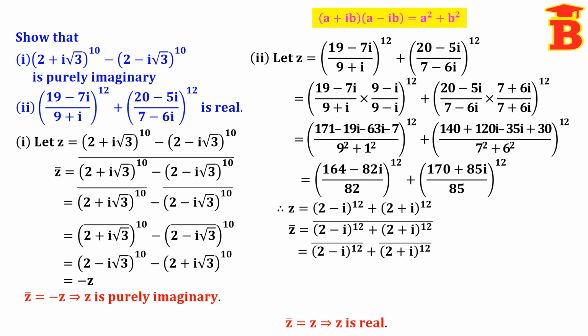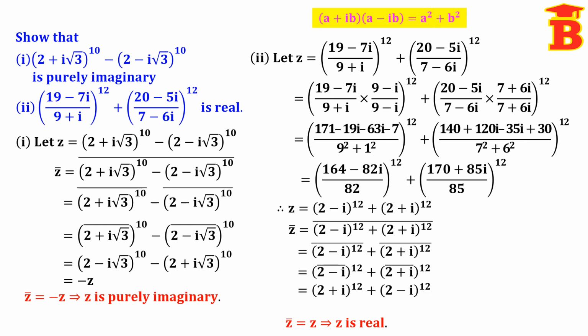Again by using the property, this number 12 we can take it whole power 12. That means (2 minus i bar) whole power 12 plus (2 plus i bar) whole power 12. So this is using the property z power n whole bar is z bar whole power n. Now bar means conjugate. So this 2 minus i bar is (2 plus i) whole power 12 plus 2 plus i bar is (2 minus i) whole power 12.